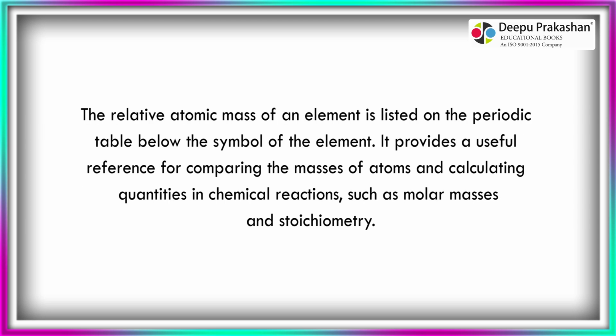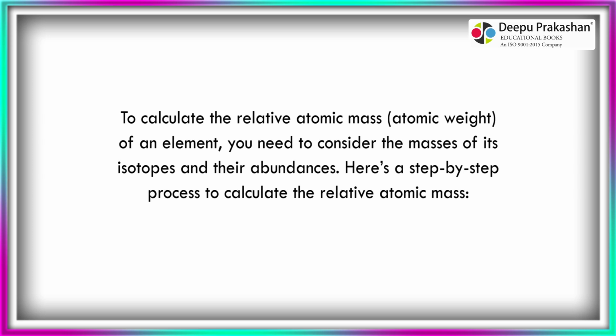The relative atomic mass of an element is listed on the periodic table below the symbol of the element. It provides a useful reference for comparing the masses of atoms and calculating quantities in chemical reactions, such as molar masses and stoichiometry. To calculate the relative atomic mass, atomic weight of an element, you need to consider the masses of its isotopes and their abundances.